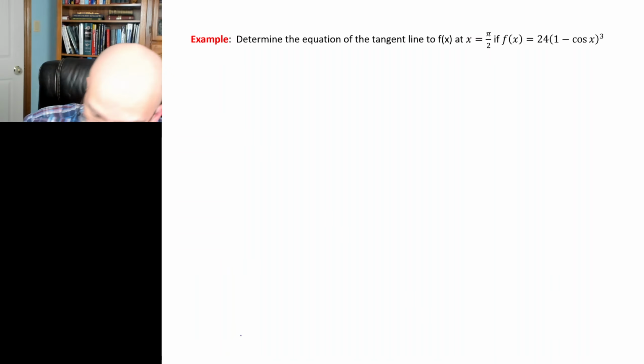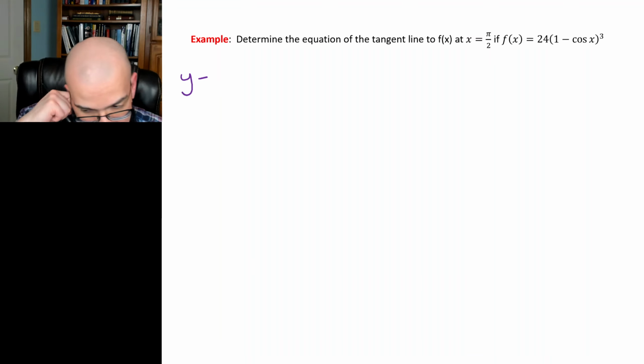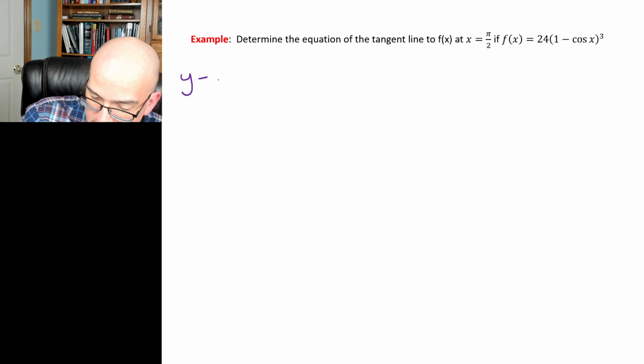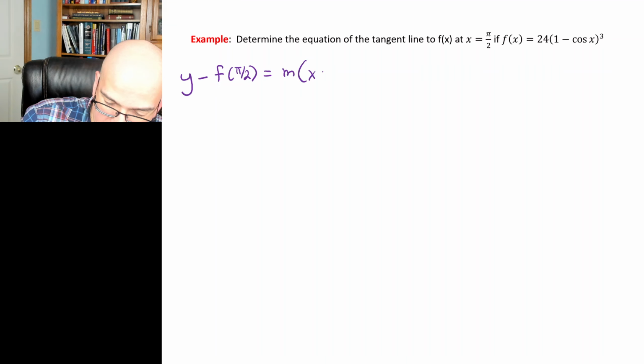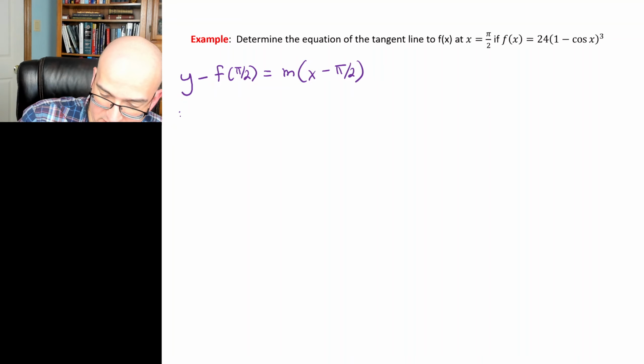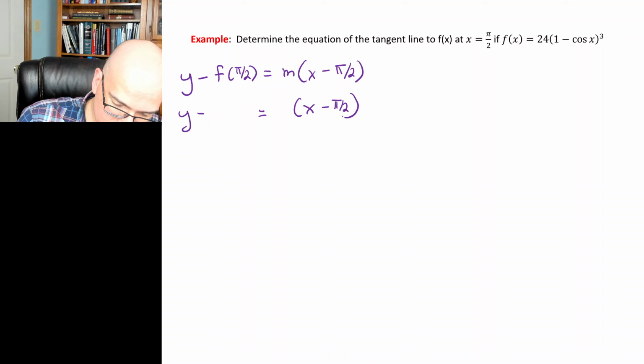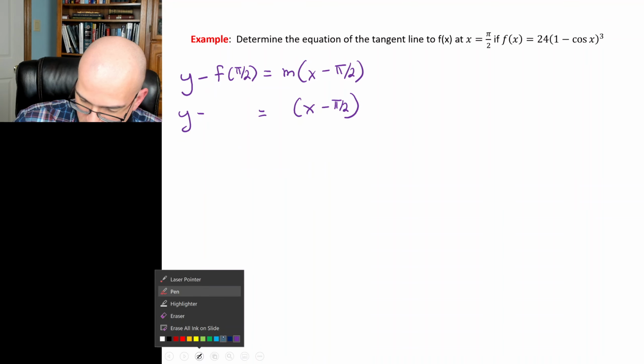So I'm going to get the basic building blocks of our tangent line. We're going to have y minus f of pi over 2 is equal to m times x minus pi over 2. And then we'll plug in the pieces. Y minus whatever that is equal to whatever the slope is times x minus pi over 2. So let's figure out these blocks.